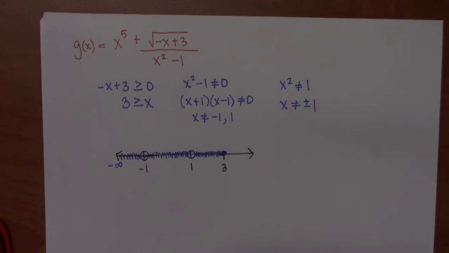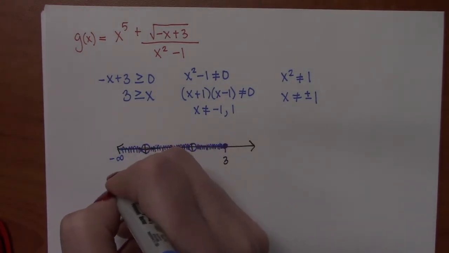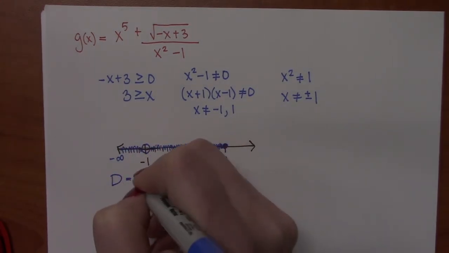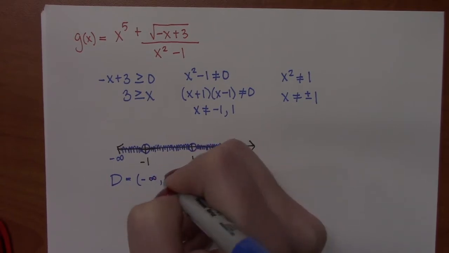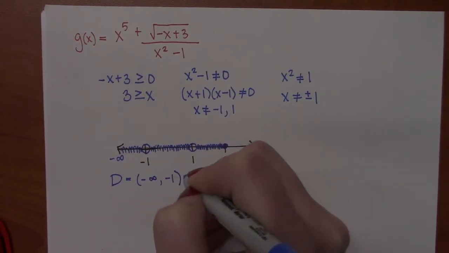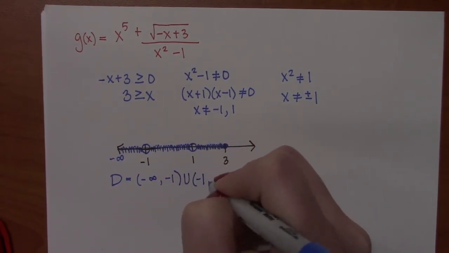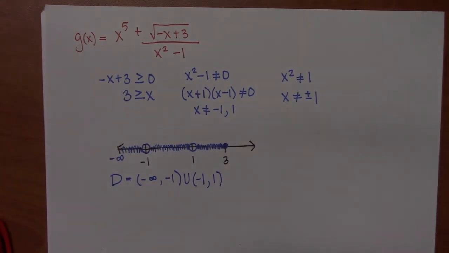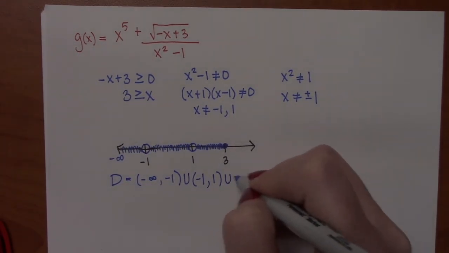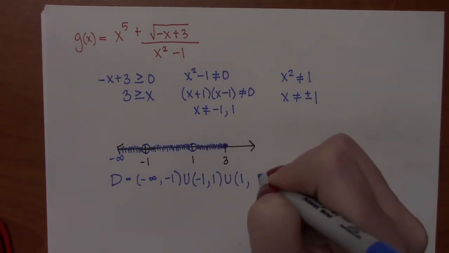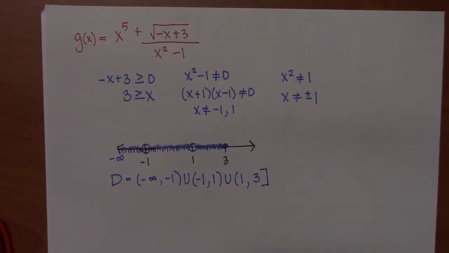So if we write this in interval notation, we just read the number line from left to right. We would get negative infinity to negative 1, not included. Then it picks back up at negative 1 and goes to 1. Neither of those are included. And then it doesn't allow for 1, but it does accept 3. So it would be 1 to 3 included.